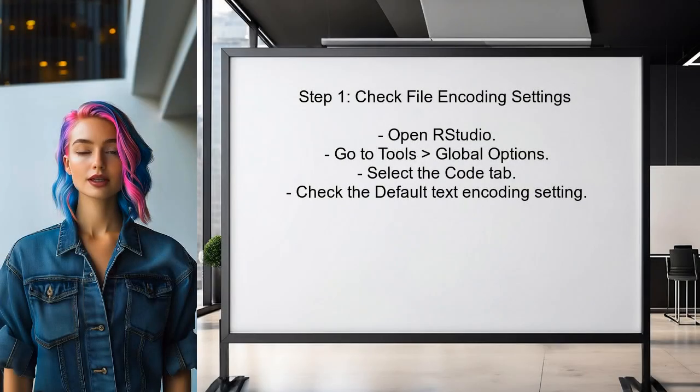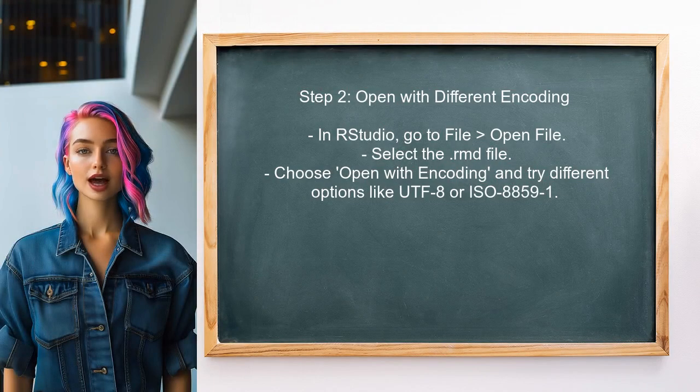To address the issue of RMD files opening as empty in RStudio, the user should first check the file encoding settings. Sometimes, incorrect encoding can lead to files appearing blank. Next, the user should try opening the .rmd file using a different encoding. This can help if the file was saved in a format that RStudio does not recognize.